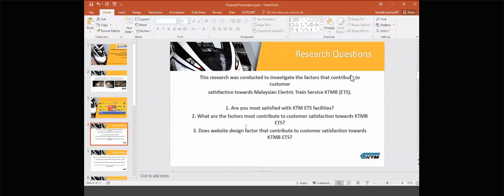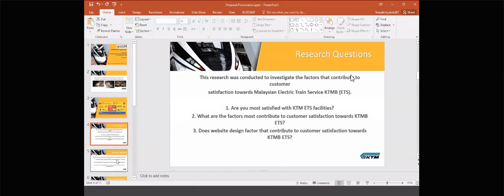So actually, I want to investigate the factors that contribute to customer satisfaction towards the Malaysian electric train service. First, are you most satisfied with KTM ETS facilities? Second, what are the factors that most contribute to customer satisfaction towards KTMB ETS? And third, does website design contribute to customer satisfaction towards KTMB ETS?